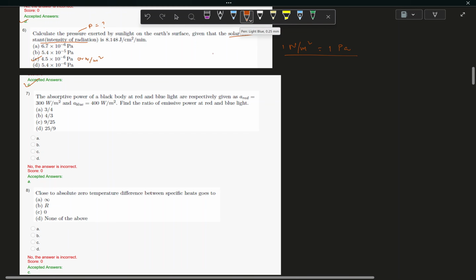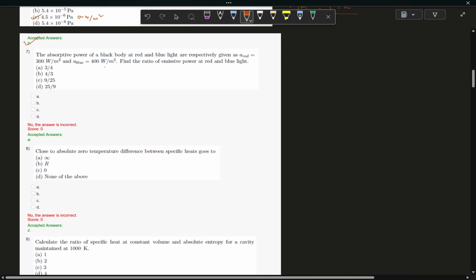Now, question number 7 is the absorptive power of a black body at red and blue light are respectively given as A red equal to something and A blue equal to something, given in watt per meter squared. So, energy per time per area. Find the ratio of emissive power at red and blue light. Okay, so basically here you have to use the Kirchhoff's law for this emission case. So let us solve it here only.